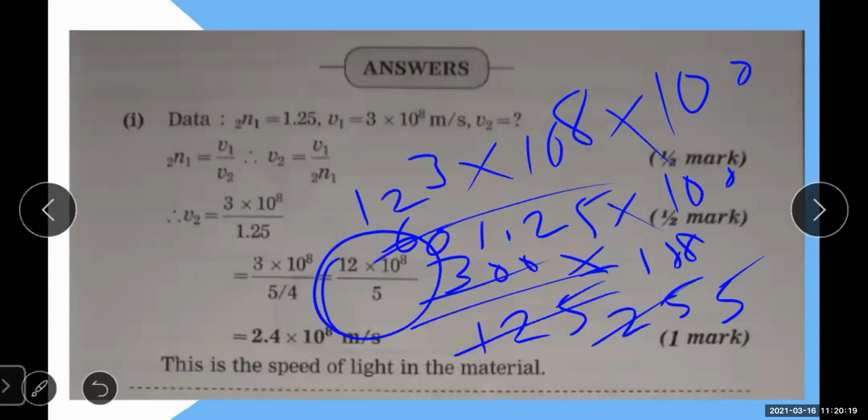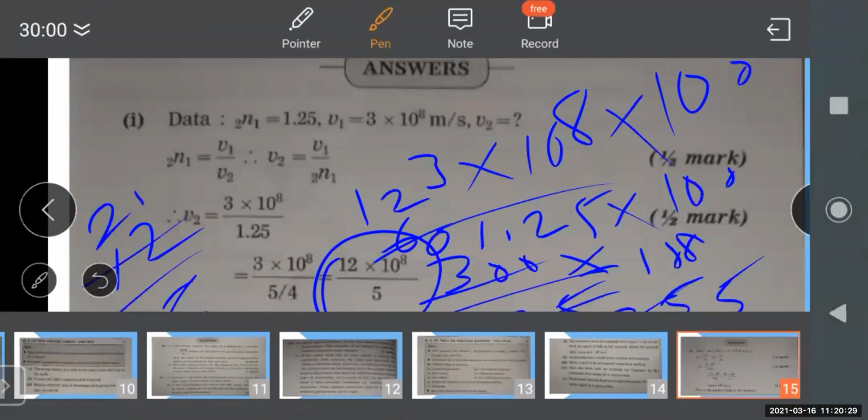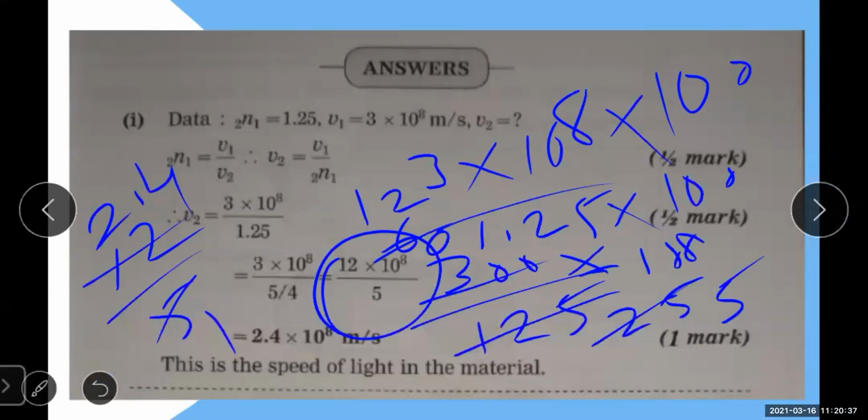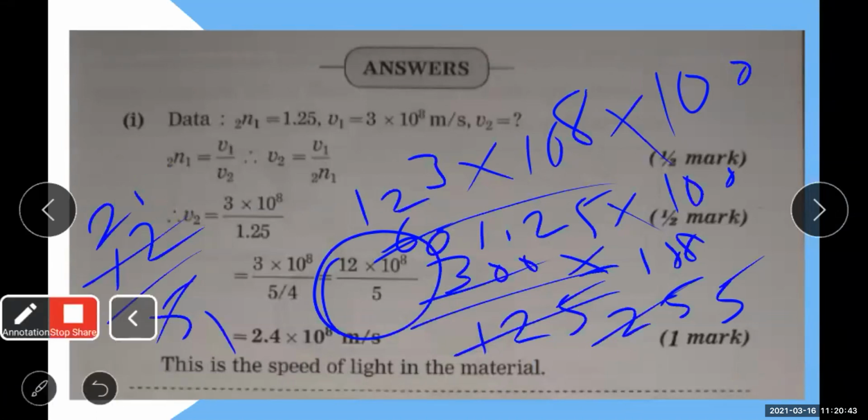Okay, so when you are dividing 12 upon 5, pi 1s are 5, pi 2s are 10 point, then pi 8s are, 5 4s are, okay, so you will get 2.4 into 10 raised to 8 meter per second. Formula should be correct, the step should be correct, and the answer should be correct, so you will get full marks.